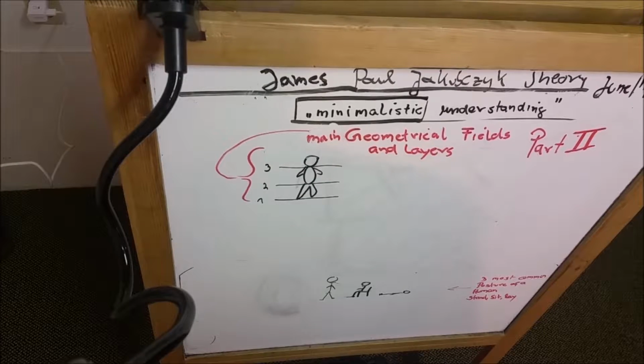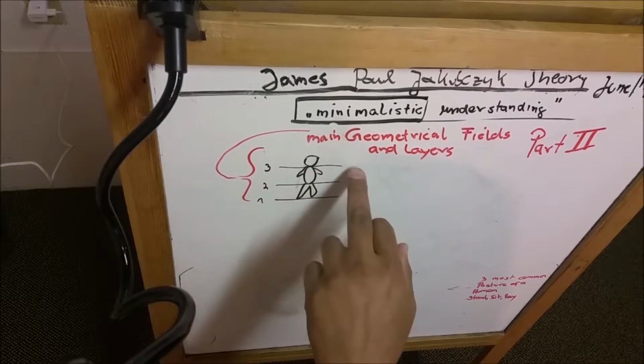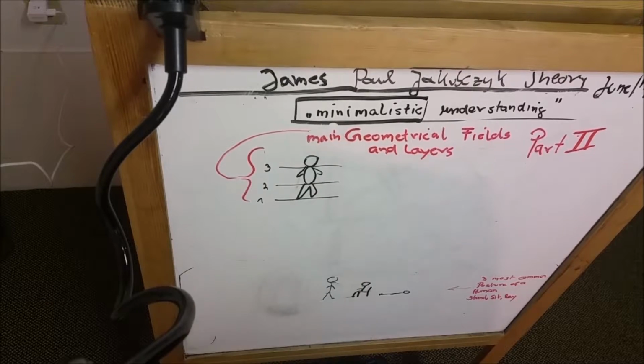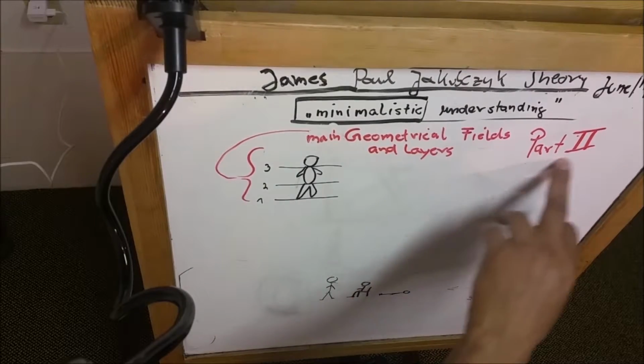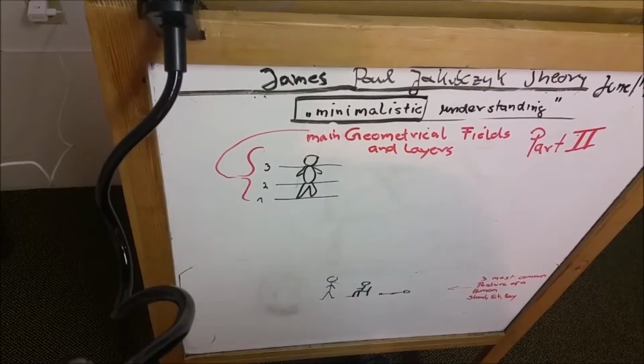So these 3 main geometrical fields and layers are the head part, the upper body part, and the leg and foot part. And when you watched the part 1 video about it, you know what I was talking about. So this is part 2.